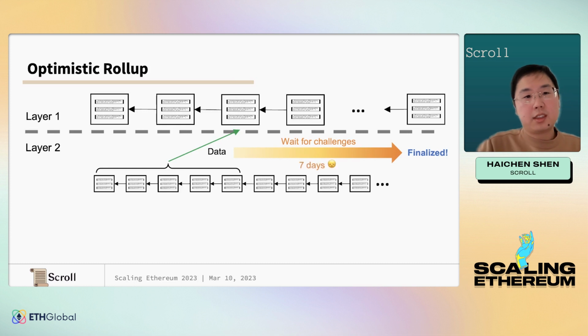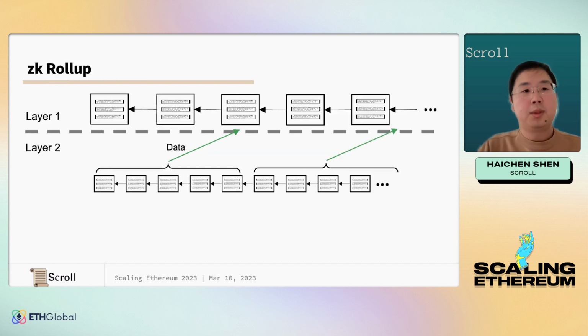However, the drawback of this optimistic Rollup approach is that the waiting period is quite long. People need to wait for 7 days until that transaction can be considered finalized on layer 1. So that's why people tend to work on another type of Rollup.